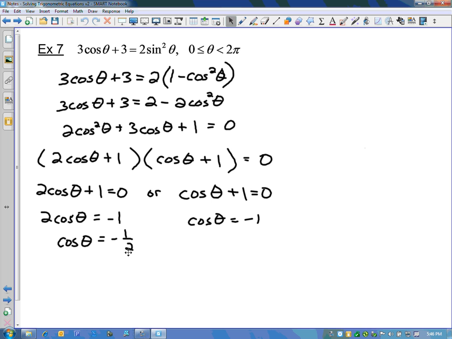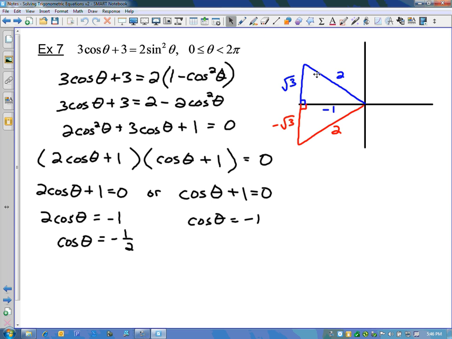So again, these you should recognize as special right triangle values. So the visualization for the first one is going to be the triangle. Cosine is negative in quadrants 2 and 3. And my values of the angles, if you recognize the 30, 60, 90 triangle, my angles are going to be, for the blue one, 2 pi over 3, and for the red, 4 pi over 3.